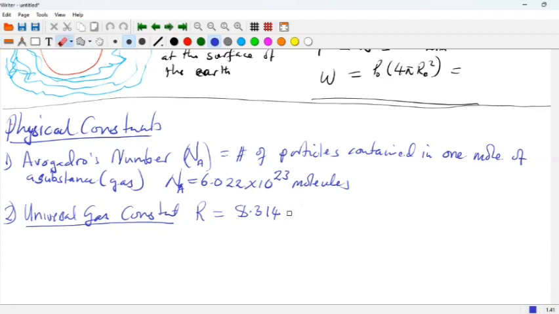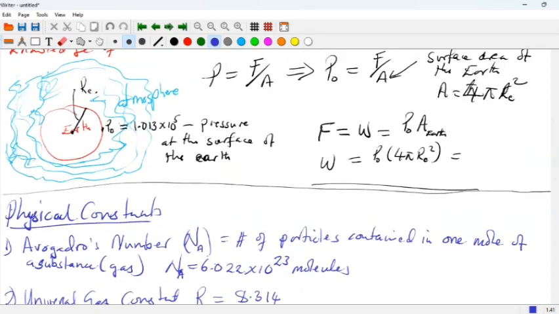Yes, please, you can go ahead. Where is the 4 pi r squared coming from? Okay, the area of a sphere is given by 4 pi r squared.